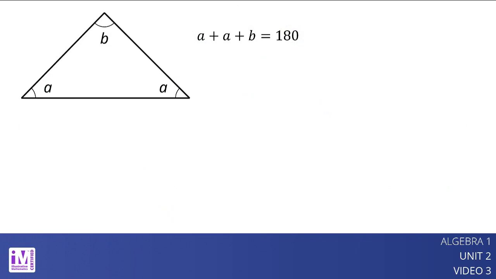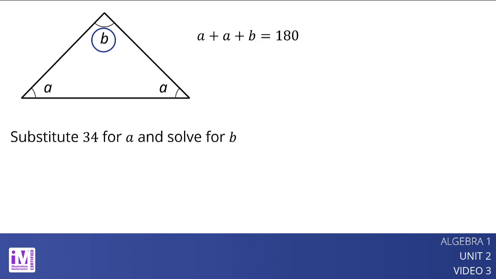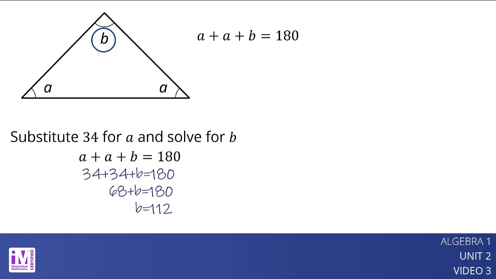But what if we knew the measurement of a and wanted to determine b instead? Let's suppose that the bottom two angles are 34 degrees each. How many degrees is the top angle? Let's substitute 34 for a and solve the equation. So b equals 112.